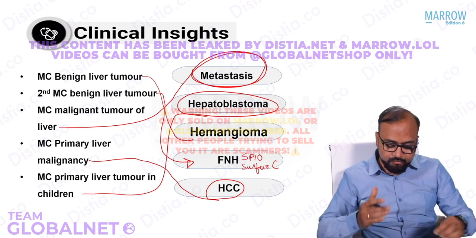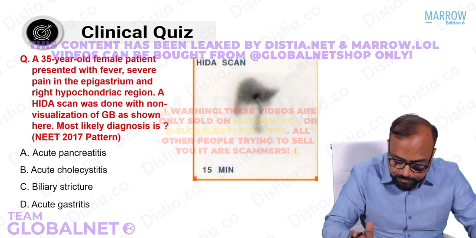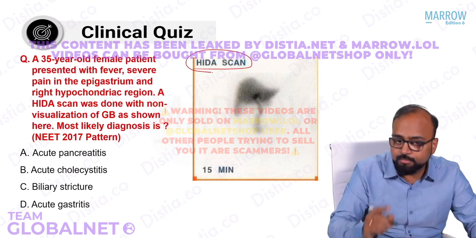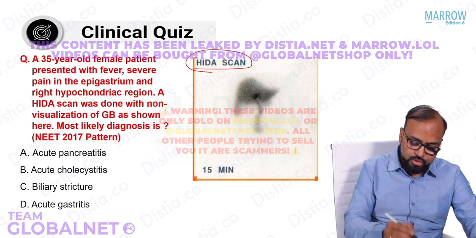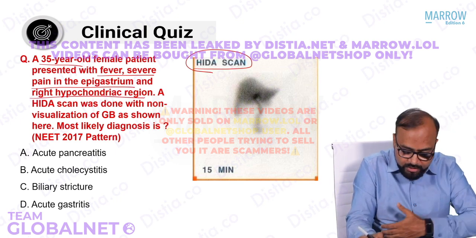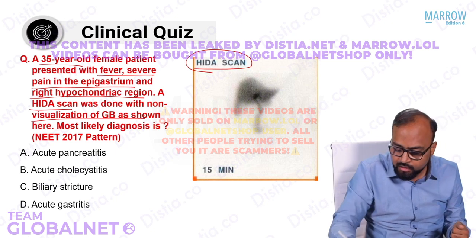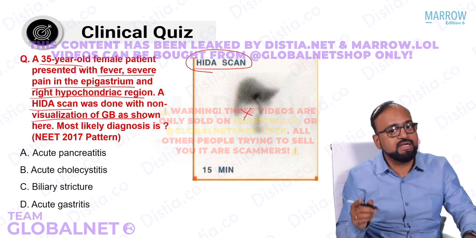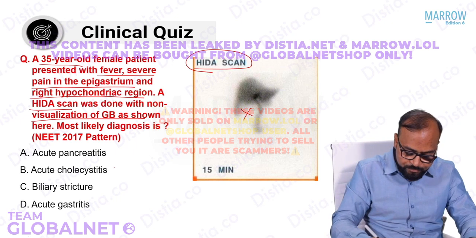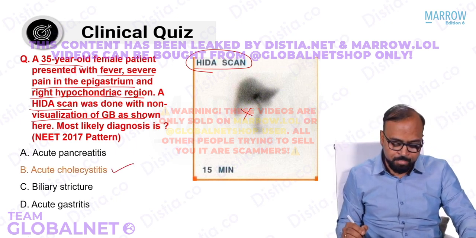Okay, so some focal liver lesion insights. We come back to this particular question. HIDA scan, we have studied the concept of HIDA scan if you remember. So a 35-year-old female presented with fever, severe pain in epigastrium, right hypochondriac region, right? So these are signs of pain in the right upper quadrant. HIDA scan shows non-visualization of GB. Non-visualization of GB on a HIDA scan suggests what? It suggests acute cholecystitis. That is the answer in this particular question.